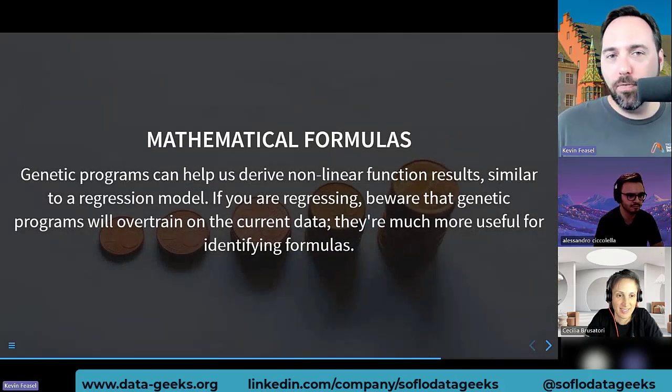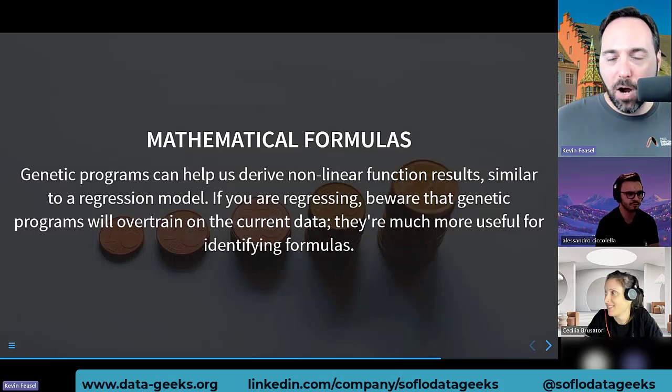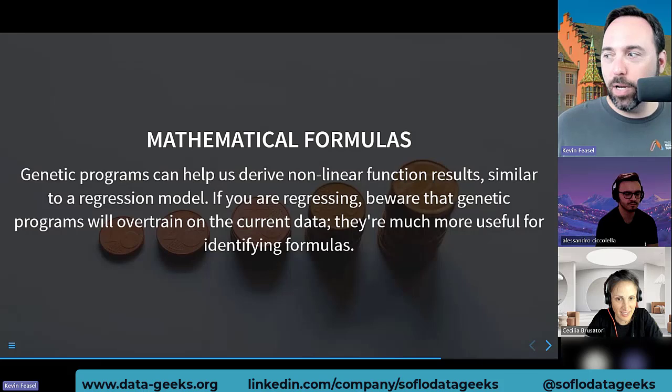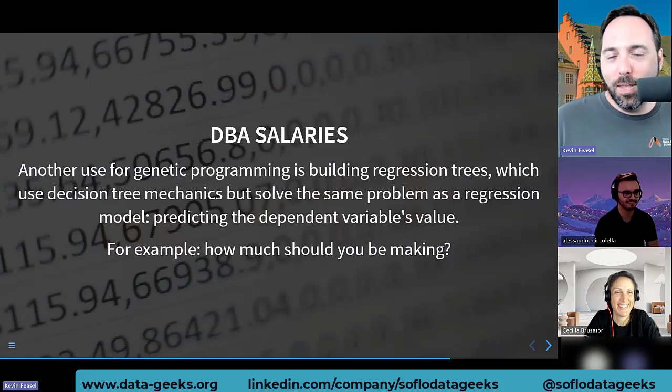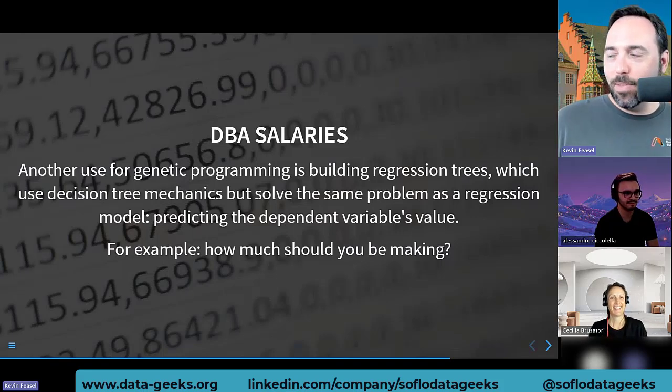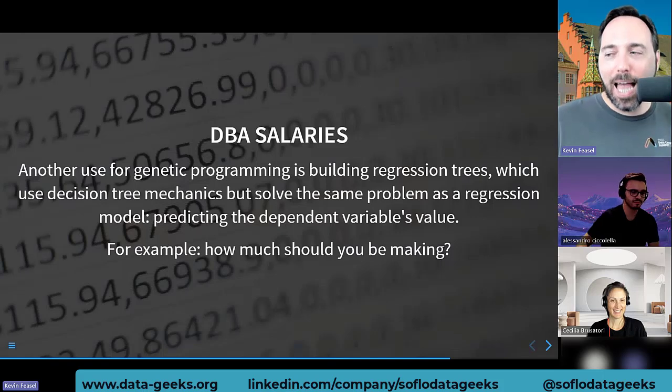So we can derive nonlinear functional results like a regression model. And by the way, if you are regressing, as a quick note, genetic programs tend to overtrain on current data. So they're better for identifying a formula than doing a true regression. But I'm going to show you a regression regardless. And I'm going to use DBA salaries because, so far I haven't really talked data at all. So one use, genetic programming, let's build a regression tree.